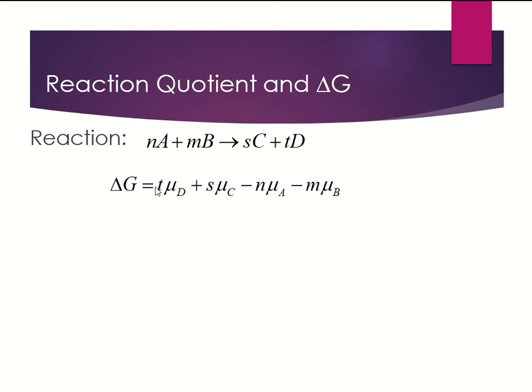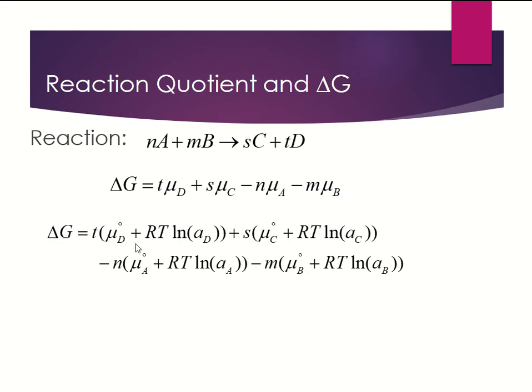Okay, so I've corrected the stoichiometric coefficients in our equation here. So what we have is delta G for a process is equal to the stoichiometric coefficient for D times its chemical potential. And so what you see here is the products, their chemical potentials multiplied by their stoichiometric coefficients, minus the reactants with their chemical potentials multiplied by the stoichiometric coefficients. Again, so it's products minus reactants.